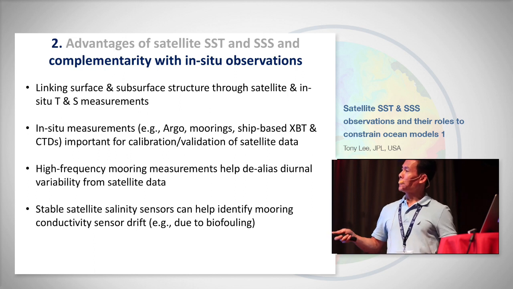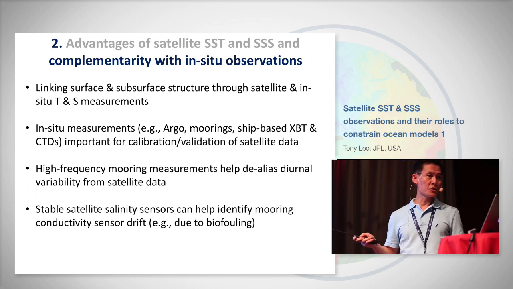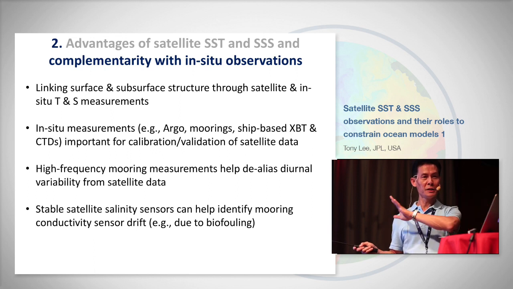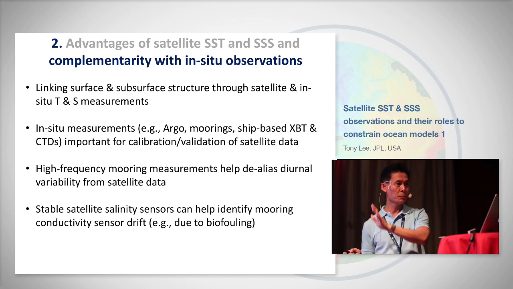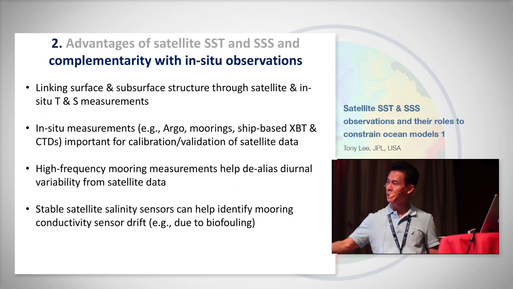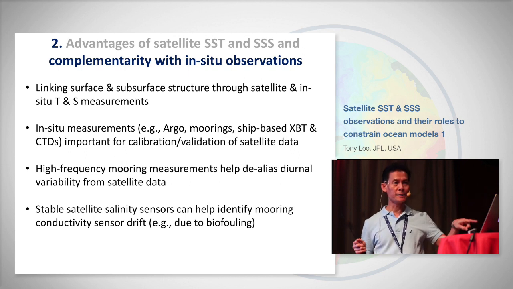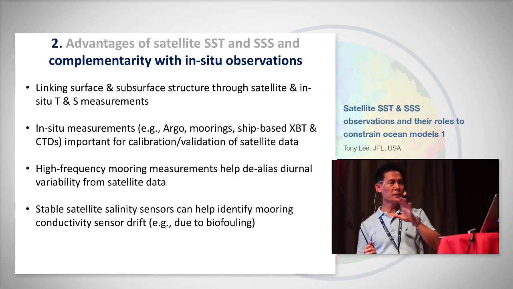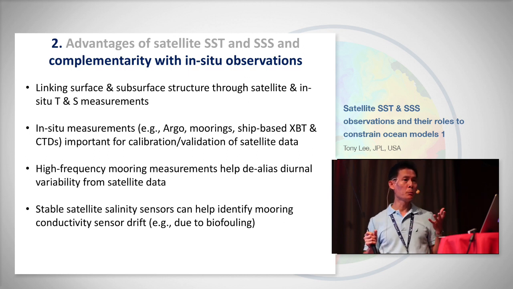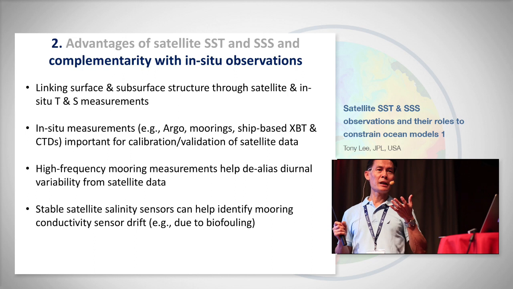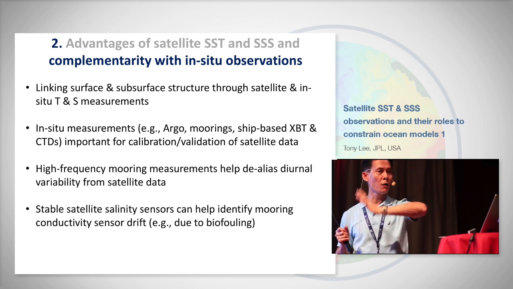On the other hand, stable satellite sensors could actually help identify drift in in-situ sensors. There are many examples of this. For example, the stability of the GRACE gravity satellite helped detect drift in ocean bottom pressure sensors. And recently, we have shown that the consistent variability between the SMAP satellite and SMOS satellite for sea surface salinity in the tropical Pacific actually helped identify a bunch of mooring records that have issues, either salty drift or fresh drift.